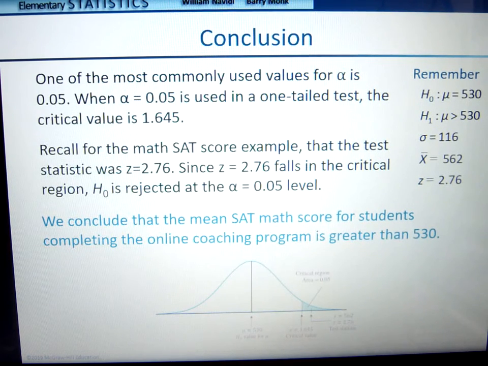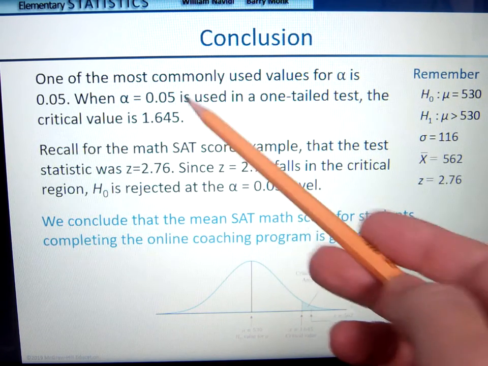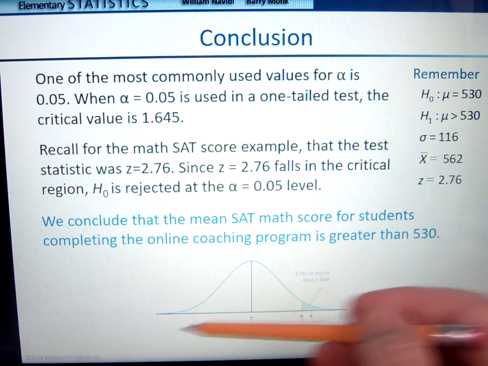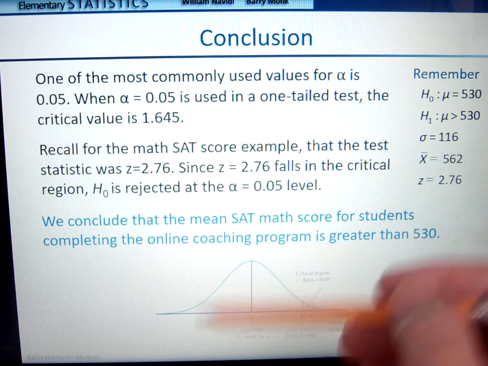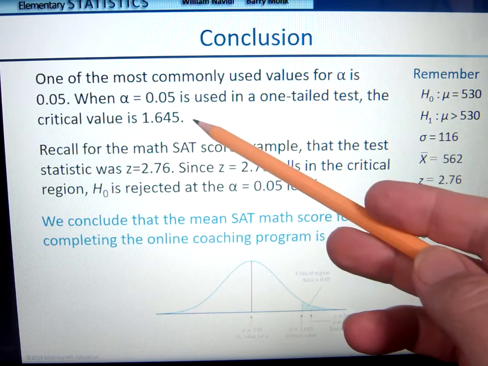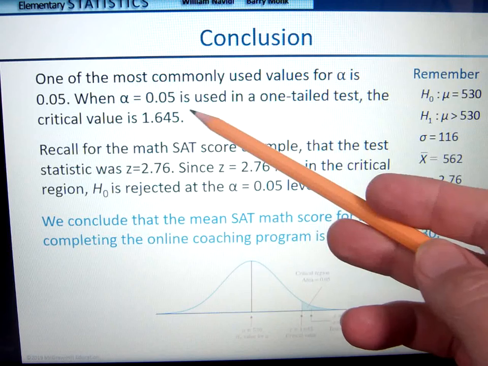One of the most commonly used values for alpha is 0.05. When alpha is 0.05, we use a one-tailed test, and the critical value is 1.645. How did we get that? Well, by now we should know that if our alpha is 5% here, that's 5% here and 5% here, which leaves 90% left in the center. And our z value for 90% is 1.645, and our critical value for that number is 1.645.